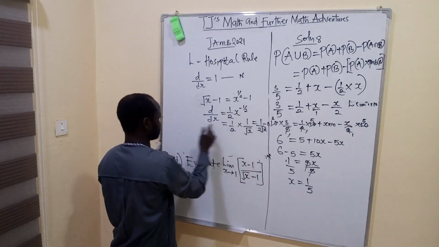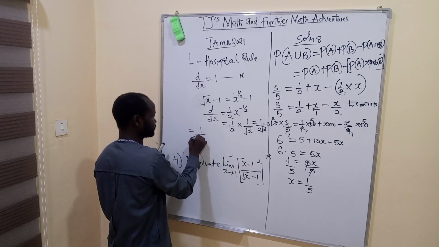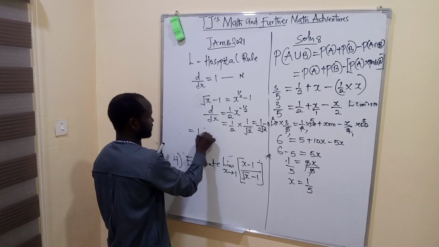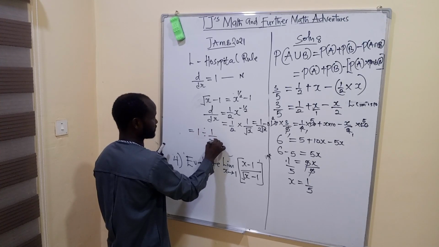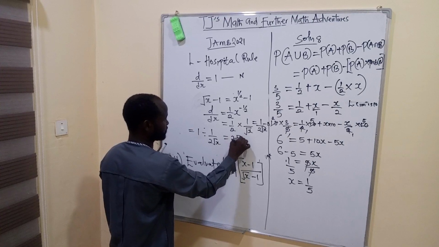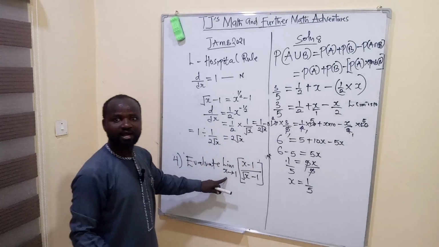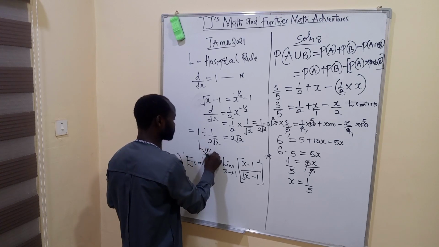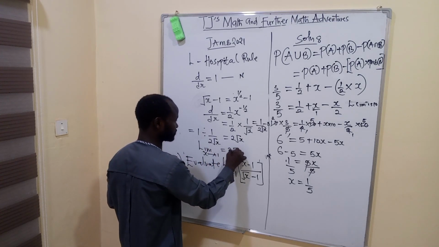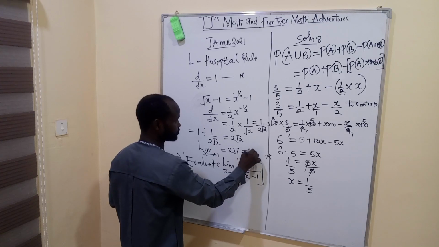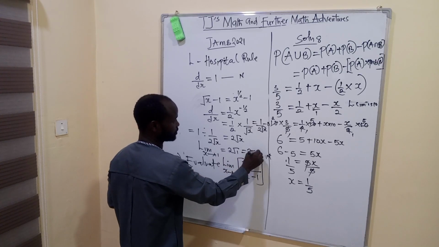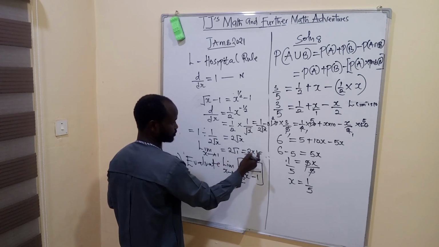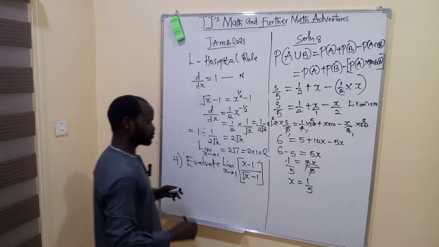So we combine this. It will be 1 divided by 1 over 2 root x, and this is the same as 2 root x. So we can now take our limit as x approaches 1. The limit as x approaches 1 will be 2 root 1. And 2 root 1, of course, will be 2 times 1, because root 1 is 1. So 1 times 2 is 2. So the final answer is 2.